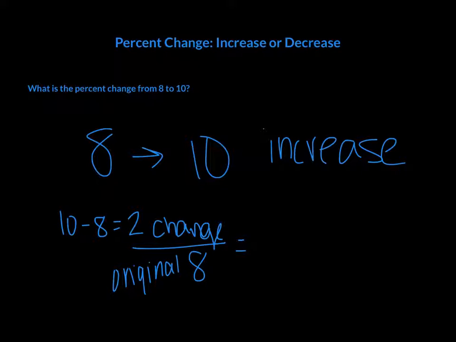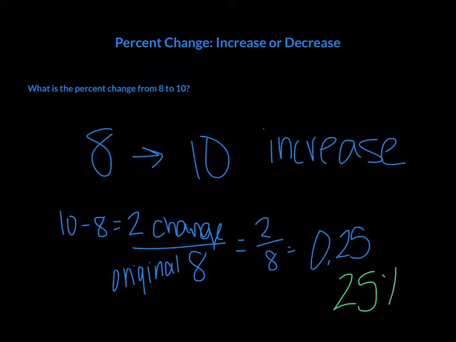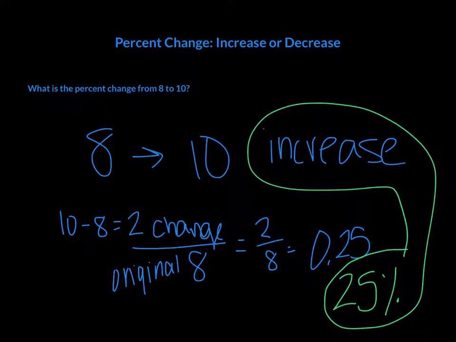So if you type in your calculator 2 divided by 8, you'll get 0.25. So as a decimal, that's 0.25. But as a percent, just multiply by 100 or move the decimal twice, and you will get 25%. So if you were to answer this question, you would say it is a 25% increase. Make sure you say both the percent and if it increased or decreased. And that's percent change.